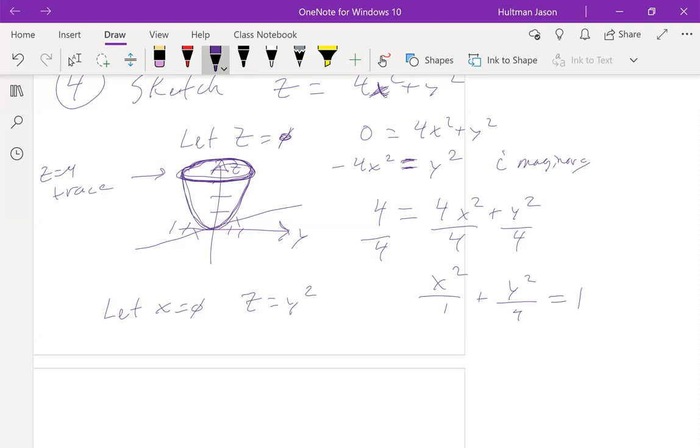What about, let's let y be equal to 0. Then isn't that just z is equal to 4x squared? So in the zx plane, this is going to be a parabola. Okay, so we're getting this cup shape. And this cup shape is called an elliptic paraboloid.